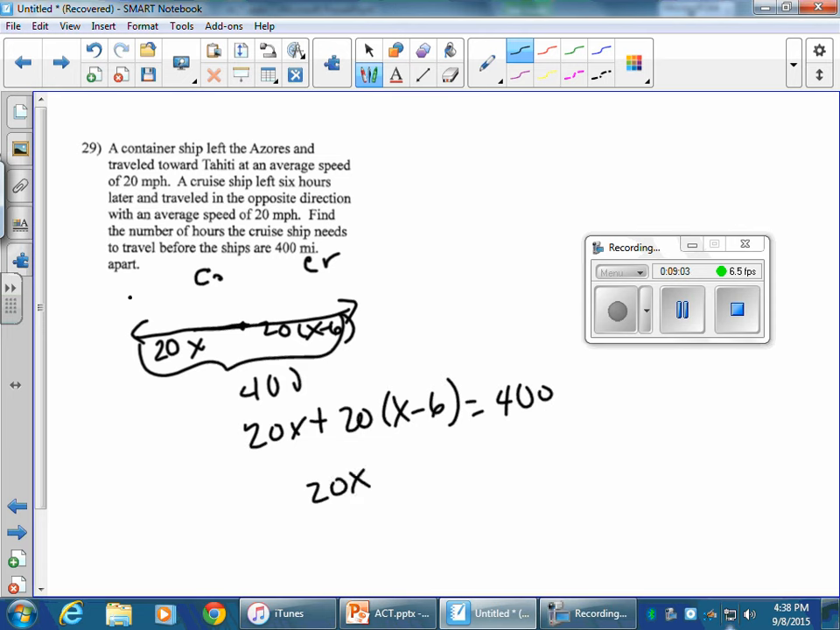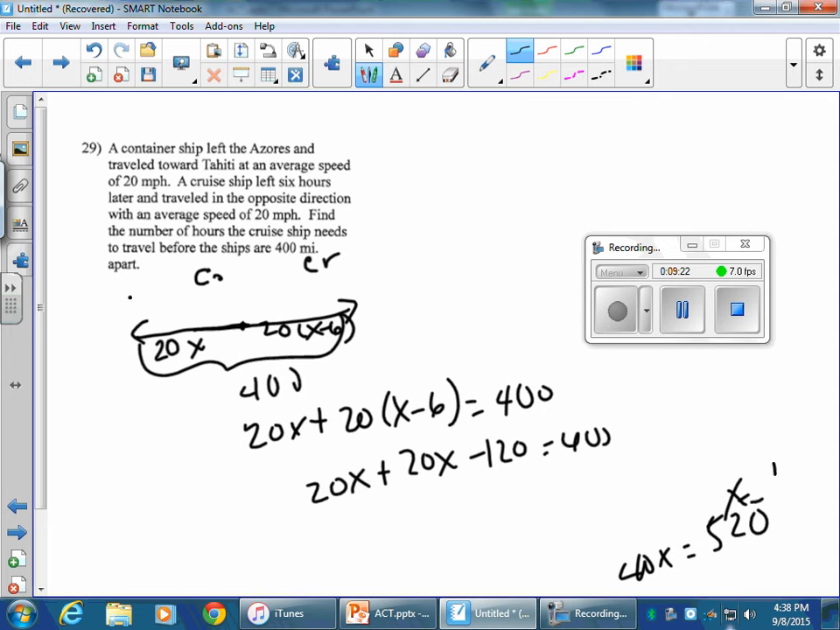And you just want to distribute. Add 120. 400 plus 120 is 520. So I get 40x equals 520. Divide by 40, and you get x equals 13.